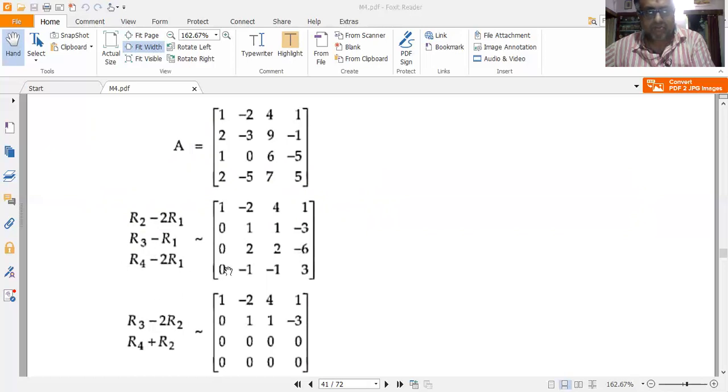Next, R4 minus 2R1. I get 2 minus 2 into 1, 0. Minus 5 minus 2 into minus 2 is minus 5 plus 4, which is equal to minus 1. Next, 7 minus 2 into 4, I get minus 1. Then 5 minus 2 into 1, so I get 5 minus 2, which is equal to 3.